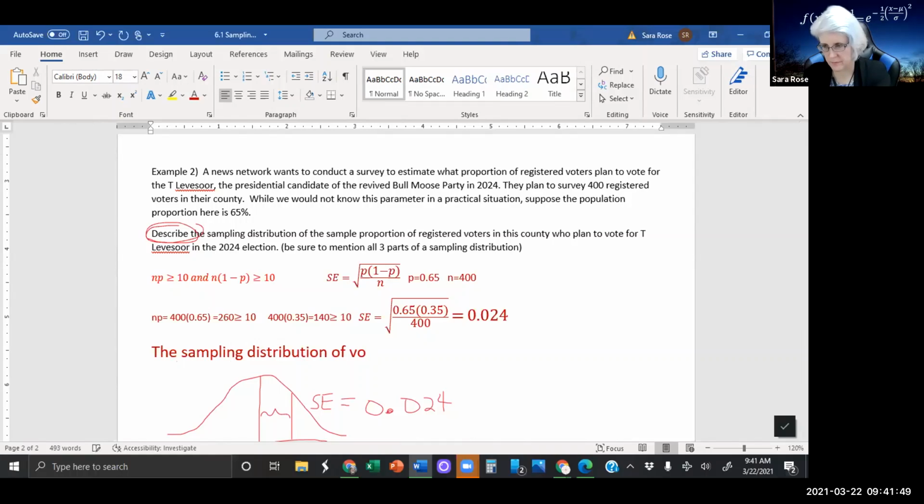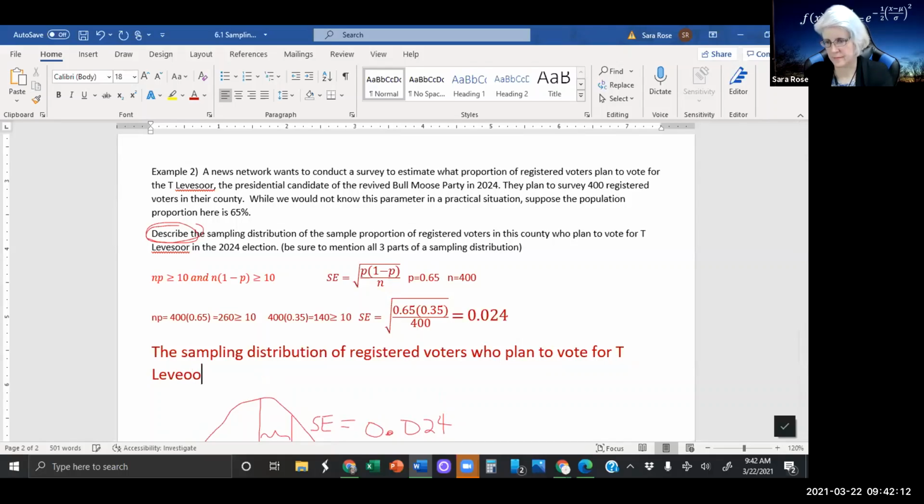of voters, registered voters, who plan to vote for Levasseur in the 2024 presidential election is, what's the shape? Approximately normal.